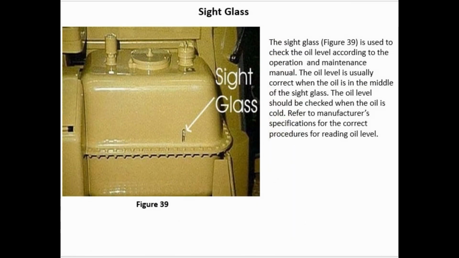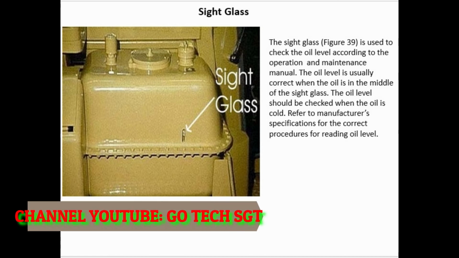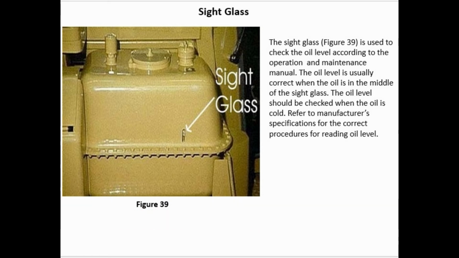Sight glass. The sight glass, figure 39, is used to check the oil level according to the operation and maintenance manual. The oil level is usually correct when the oil is in the middle of the sight glass.